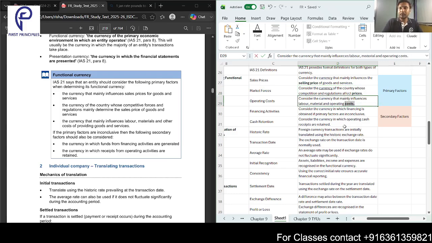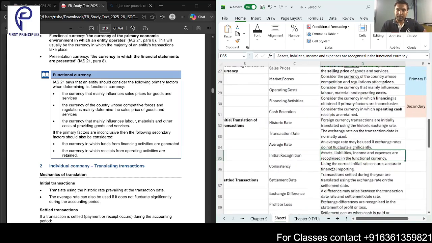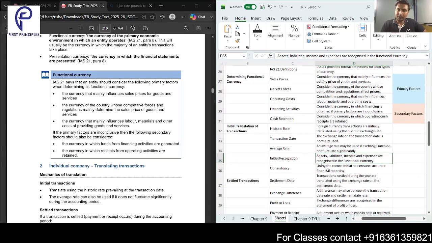So selling price and cost come under primary factors, and under secondary factors, if primary are inconclusive, then we look into secondary: most of its financing and operating cash retained. Okay. We got the sales prices, market forces, operating costs, financing activity. We got the primary factors, we got the secondary factors. Okay. Next is initial translation.